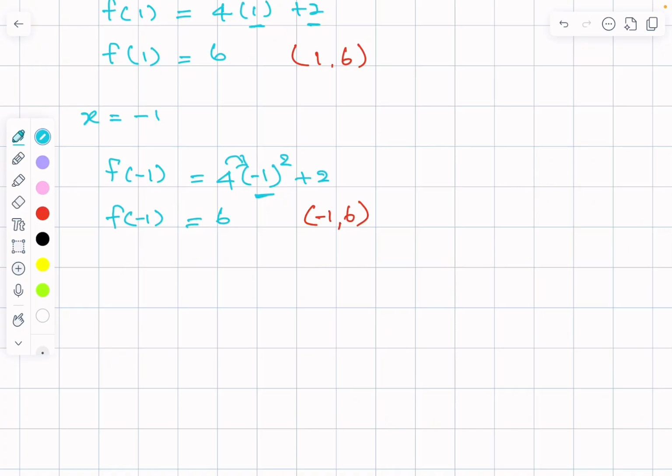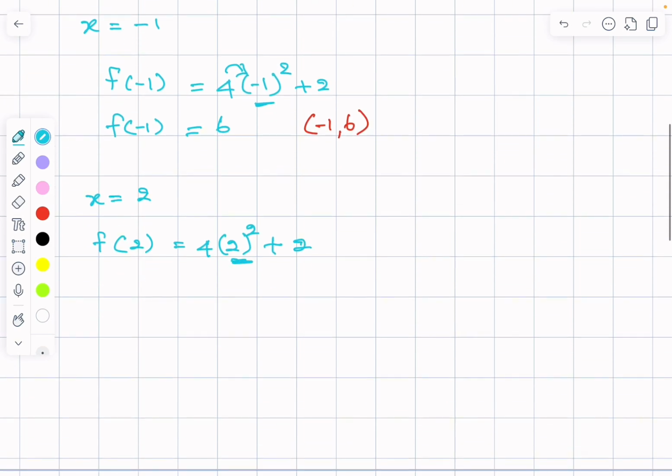Let's take one more number. Let's take x equals 2. f of 2 equals 4 times 2 squared plus 2. We square 2, which gives 4. Then 4 times 4 equals 16, and 16 plus 2 equals 18. So f of 2 equals 18. So the point is (2, 18).